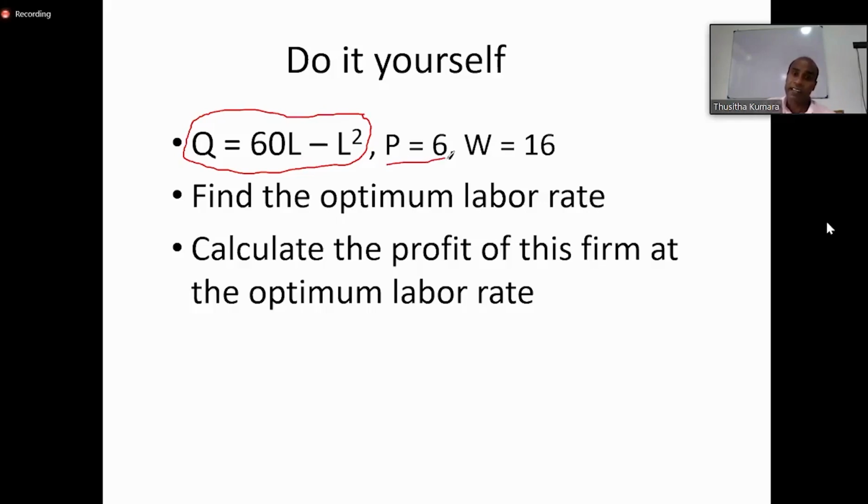Price is given as 6. Wage is given as 16. Now, find the optimum labor rate, and calculate the profit of this firm at the optimum labor rate. So, given this production function, the price of the good, and the cost of the factors, find the optimum labor rate for this institution. We need to decide how much labor we should recruit, and the profit at that optimum labor rate.